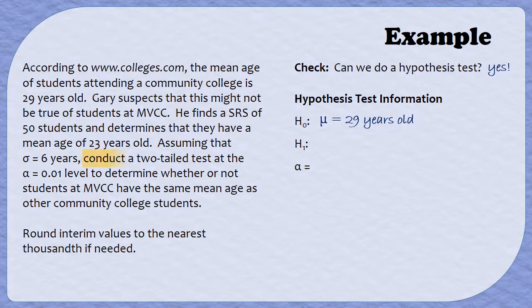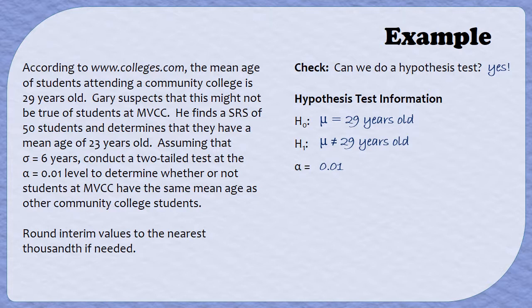Gary's suspicion is that the students at MV are different. So we're going to conduct a two-tailed test. A two-tailed test is where we have a not equals to. So we're going to have mu is not equal to 29 years old. And the last bit of hypothesis information to collect is the alpha level. And in this case, it says to conduct the two-tailed test at the alpha equals 0.1 level. So alpha is going to be 0.1.